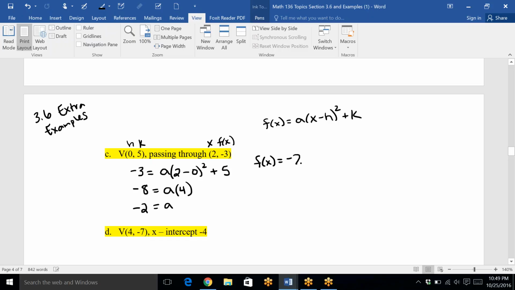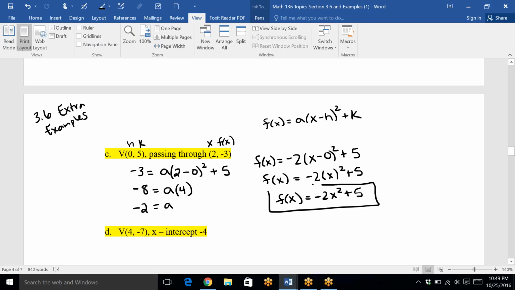So this would be -2 times (x minus 0) squared plus 5. I'm going to write that right now, but then I'm going to reduce it. A better way of writing that would be -2 times x squared plus 5. And since that's just a singular term, getting this one in standard form is actually pretty easy. You just drop the parentheses and write it as -2x squared plus 5. So that would be the standard form for that equation.